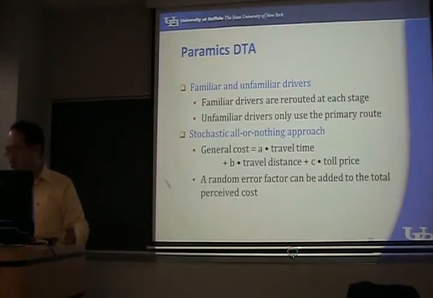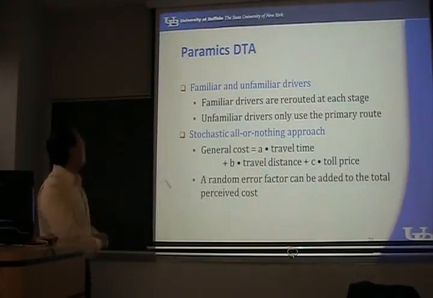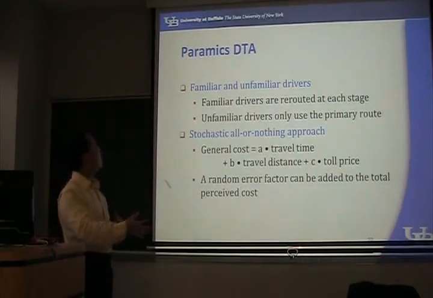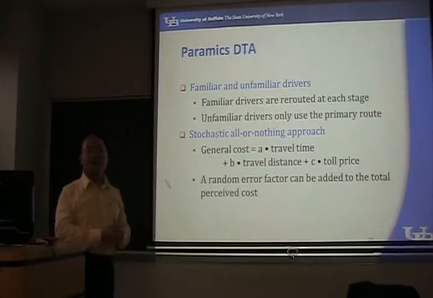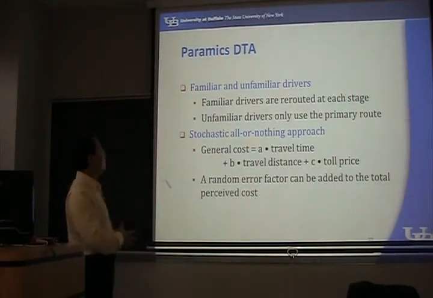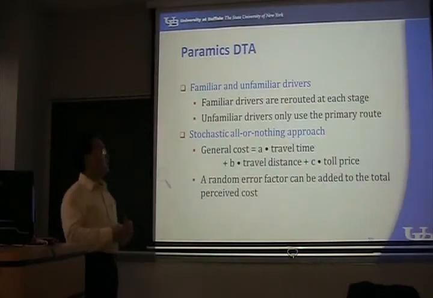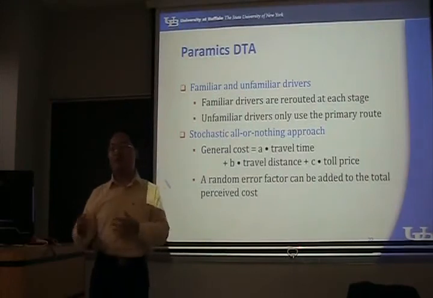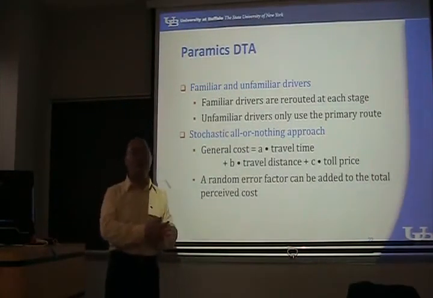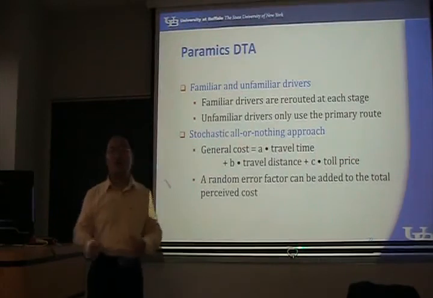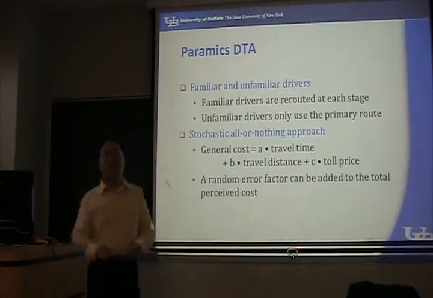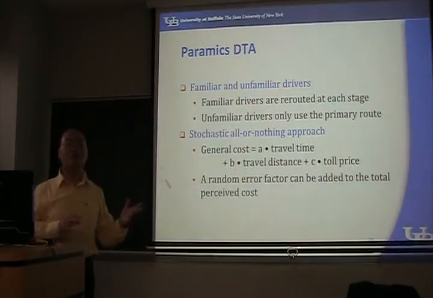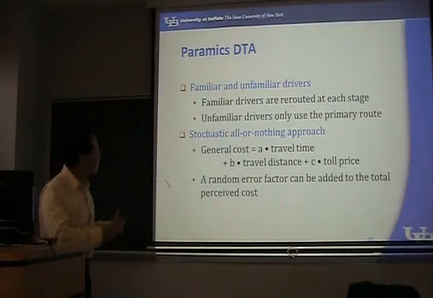The next thing is called parametric DTA. Parametric DTA is a bit different in that it divides the drivers into two types: familiar drivers and unfamiliar drivers. Familiar drivers are rerouted at each interval, but unfamiliar drivers, like new drivers, only use the primary route or the shortest path, so they won't change. This is something different. So I guess this part is better than VSIM. It's more realistic, but we cannot justify that.